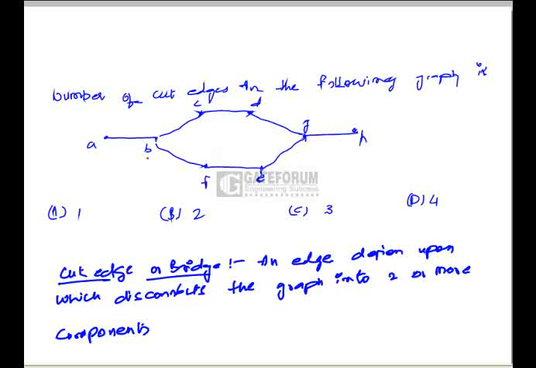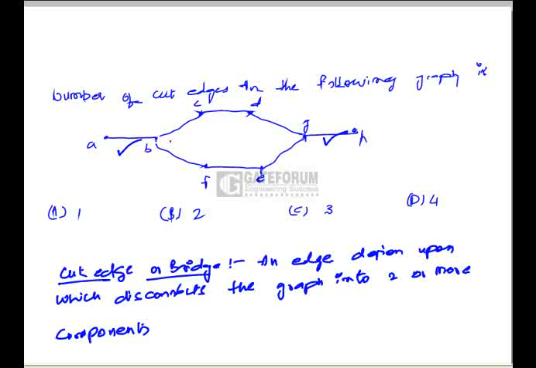If we observe the given graph, if we remove the AB edge from this graph, then this graph will be disconnected into two parts. So AB is one cut edge. The two parts will be this one part, and isolated vertex A will be another part. Same is the case with edge GH. If we remove GH, then the graph will be disconnected into two parts. So GH is also one cut edge.